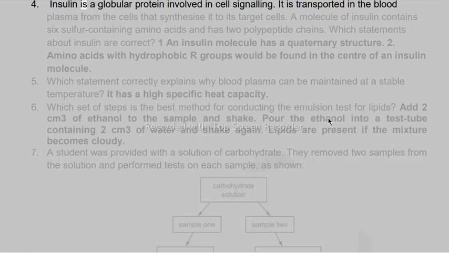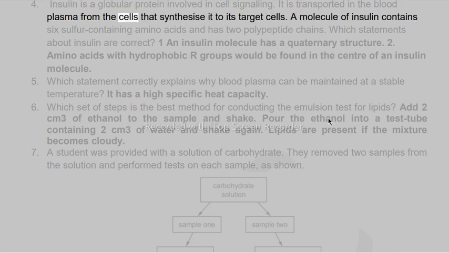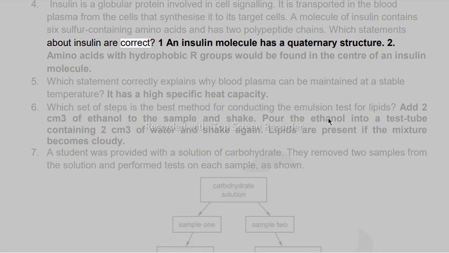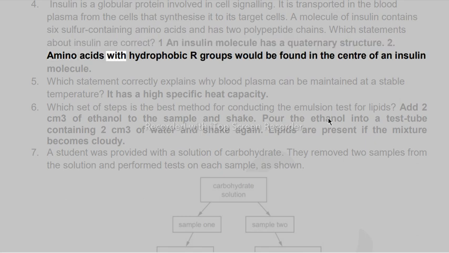4. Insulin is a globular protein involved in cell signaling. It is transported in the blood plasma from the cells that synthesize it to its target cells. A molecule of insulin contains 6 sulfur-containing amino acids and has 2 polypeptide chains. Which statements about insulin are correct? 1. An insulin molecule has a quaternary structure. 2. Amino acids with hydrophobic R groups would be found in the center of an insulin molecule.